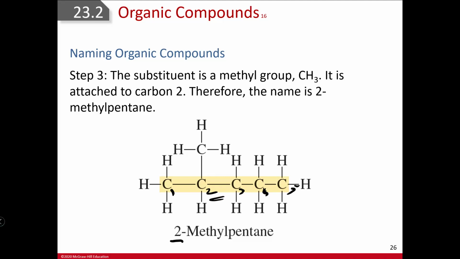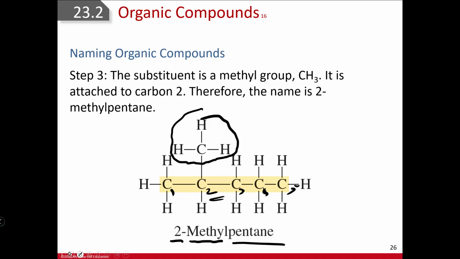Methyl group is the alkyl group attached, or the substituent in general. And that alkyl group is called the methyl group. So methyl, and then the chain is 5 carbons long, pentane. So 2-methylpentane, we just say 2-methylpentane. We don't say the dash, but the dash has to be there to separate the number from the name. 2-methylpentane.